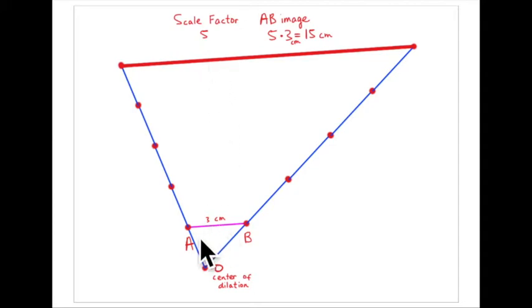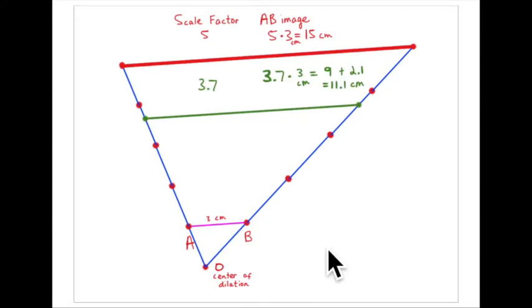Now you can imagine drawing parallel lines from here to here. That's going to be 3 centimeters. From here up to here, that's going to be 6 centimeters. From here to here, that'll be 9 centimeters. From here to here, that will be 12 centimeters. And then this point will finish it out to be 15 centimeters. So this length is 5 times as long as AB. Scale factor of 5, any distance of 3 centimeters makes it 15 centimeters.